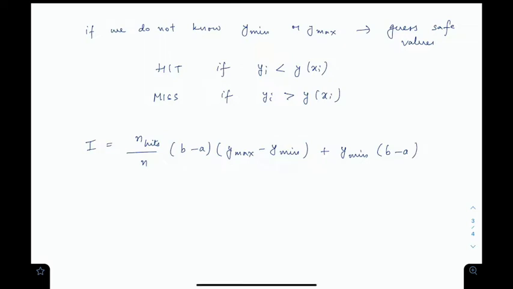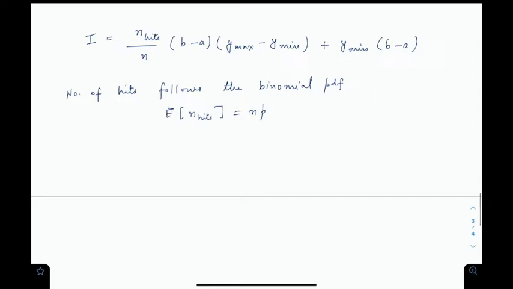Now, since hit or miss is a binomial situation, the number of hits follows the binomial PDF. With expectation n times p, as we have derived before, and similarly variance n times p times 1 minus p, where p is the probability of a hit.